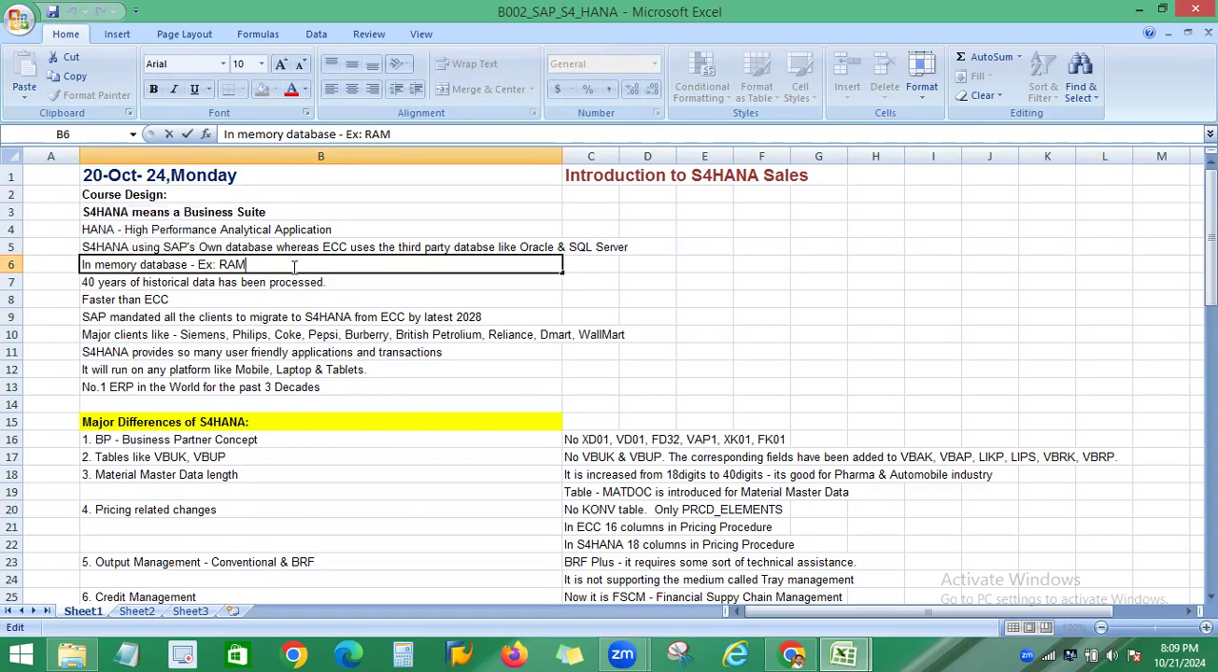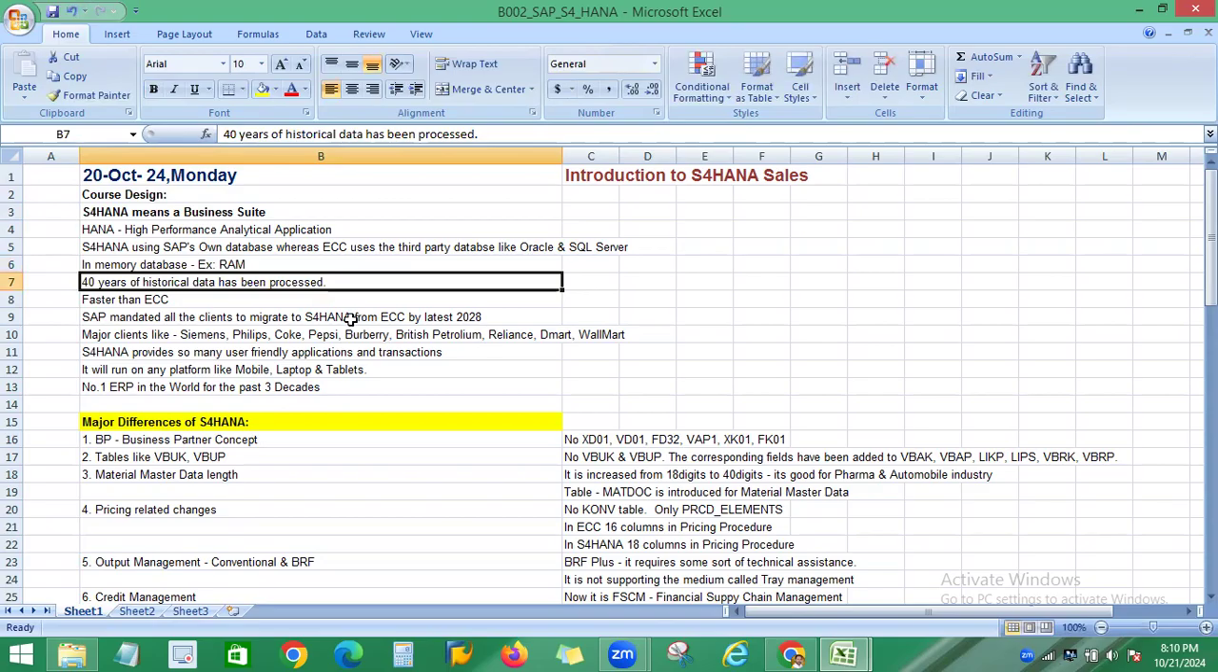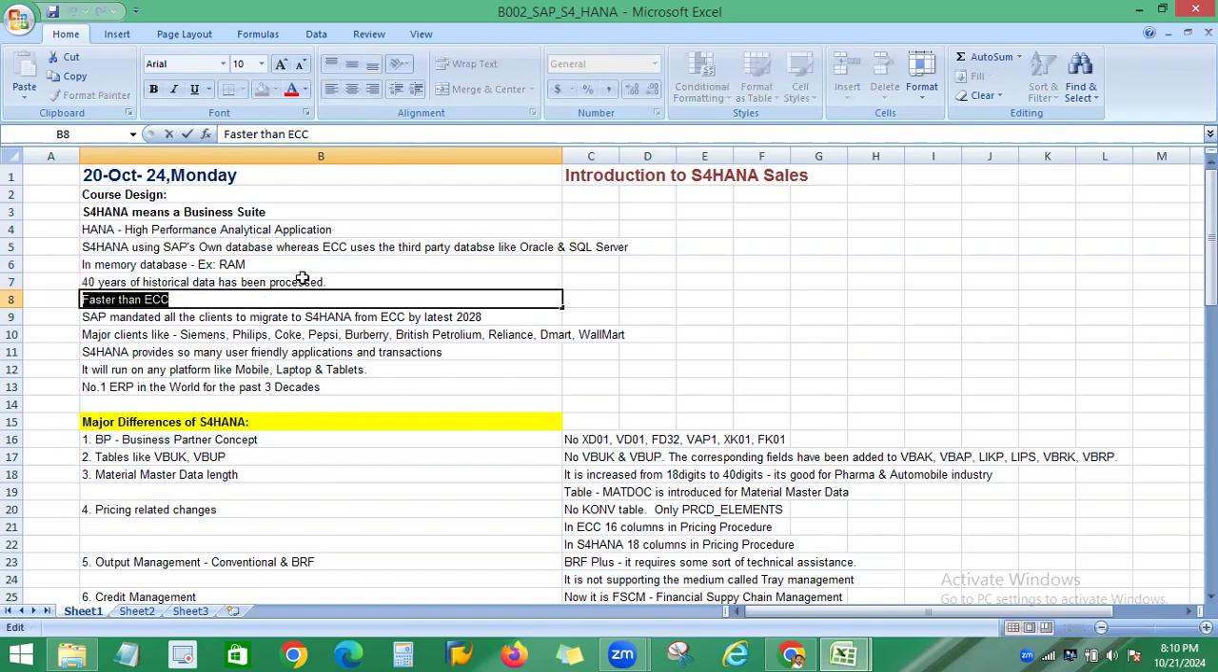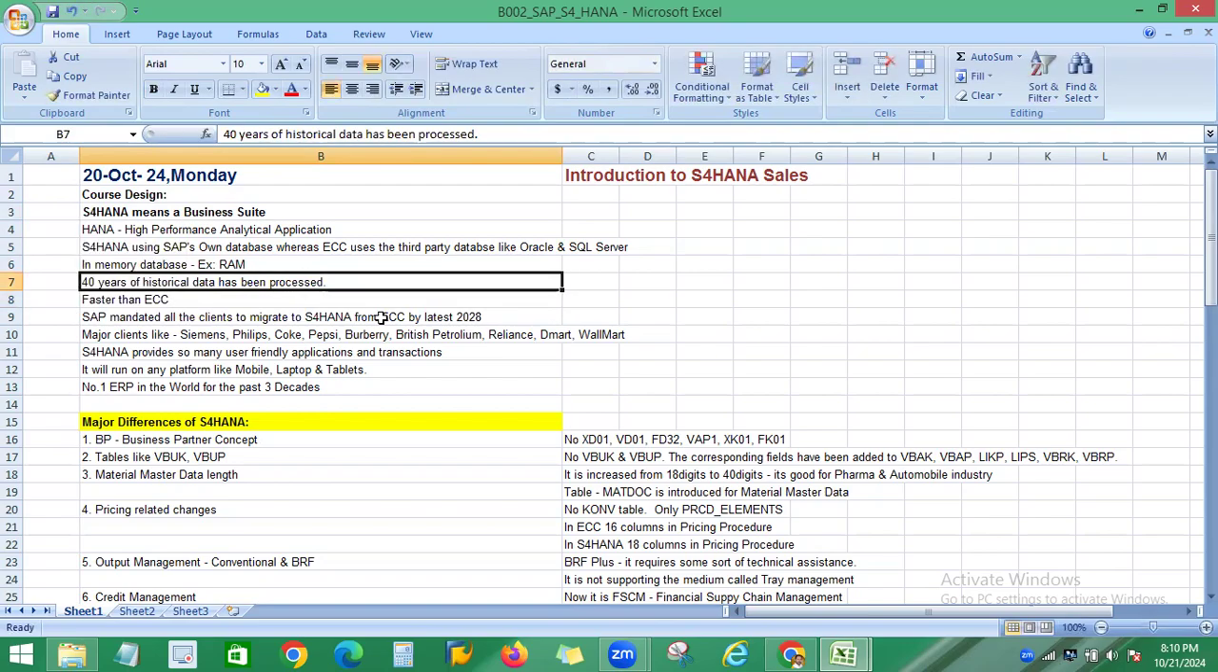And how do we cross-check whether S4 HANA is really fast and efficient? In one cricket match, they checked 40 years of historical data, and from that they found that SAP S4 HANA is faster than SAP ECC. So this is a practical scenario where the check happened.